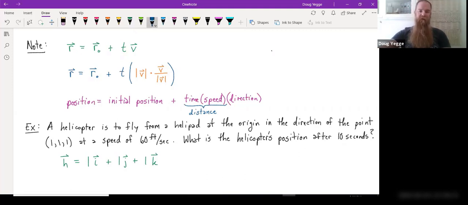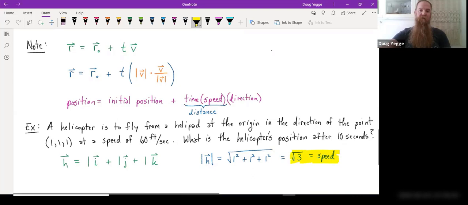Well, that also implies that the magnitude of h is equal to the square root of 1 squared plus 1 squared plus 1 squared, which is root 3. Well, what does that tell us? It tells us the direction it's going in is 1, 1, 1, but that's not quite the direction because the direction is the unit vector. So all we have right here is the speed. We don't quite have the direction yet, but we have its speed.